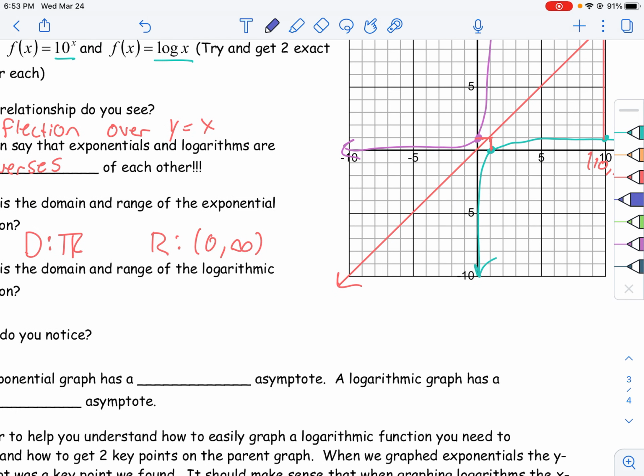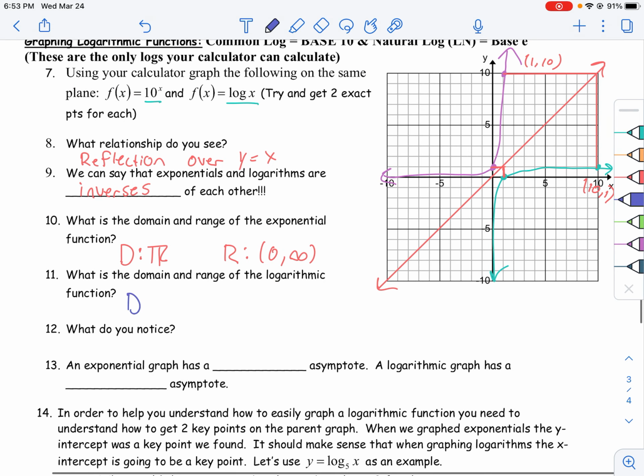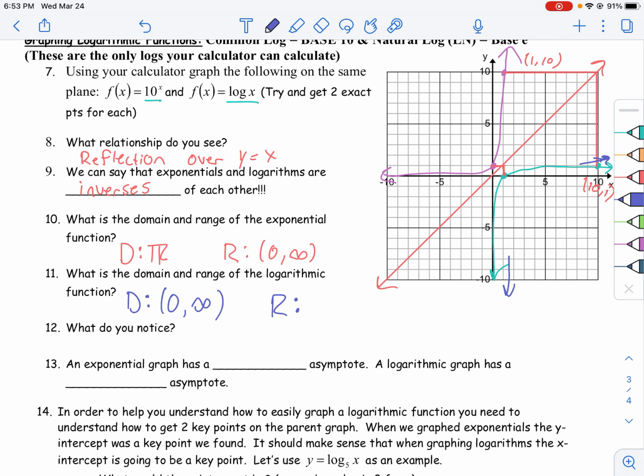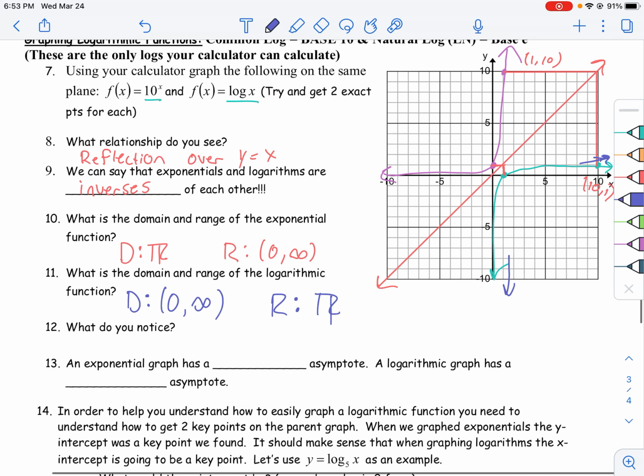So for this function, we saw that it's undefined at 0, so for the domain, we can't plug it in. And then this arrow clearly is going to the right forever and ever, so we can say on to infinity. The range, all right, it's going down forever. This graph, although it looks kind of horizontal, is going up, right? As you plug in bigger numbers, it's going to go up and up. So this is all real numbers for the range. What do you notice? Domain and range flipped.